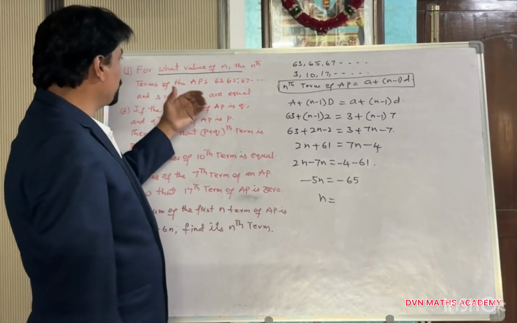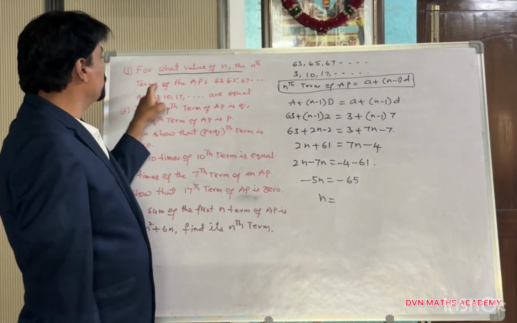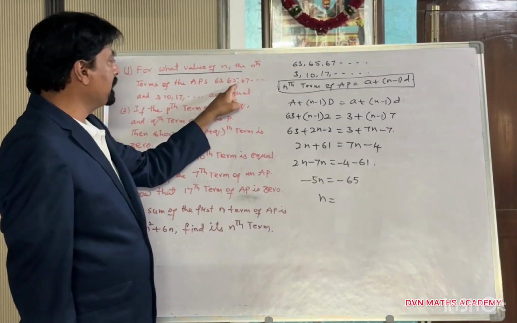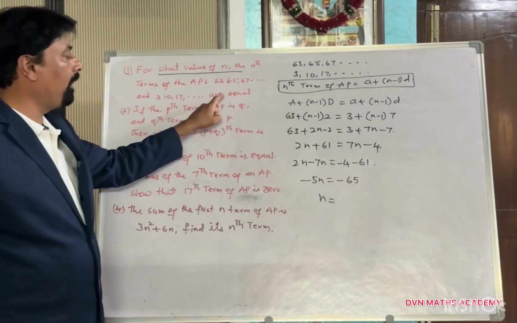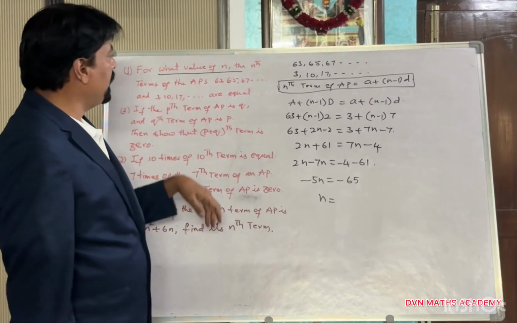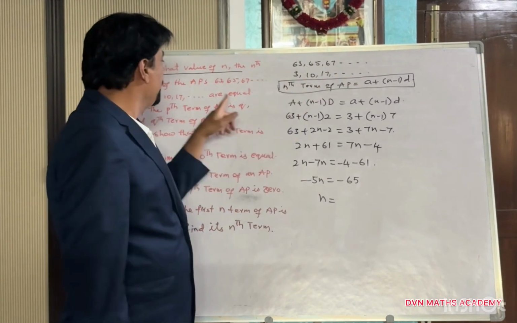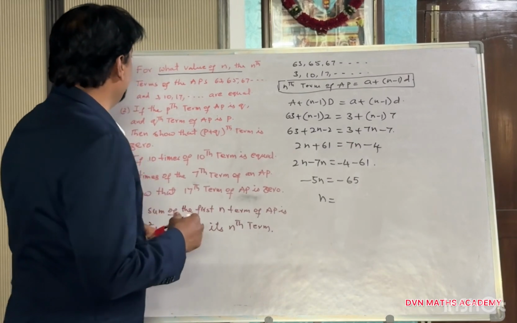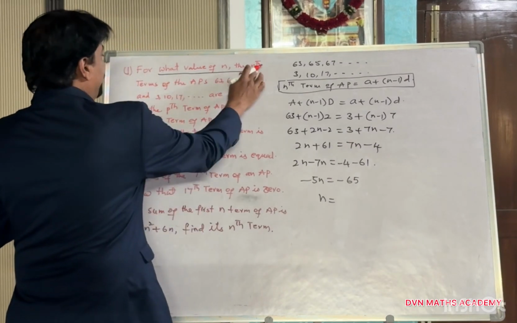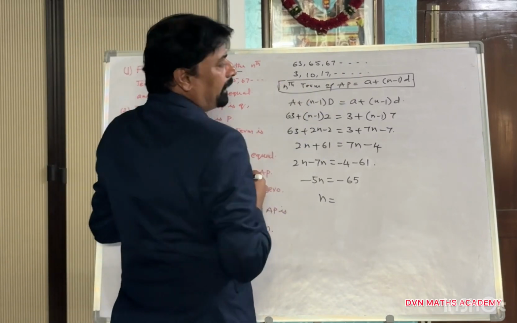So if you see the first question: for what value of n are the nth terms of the APs 63, 65, 67 and 3, 10, 17 equal? Here two APs are given. The first AP is 63, 65, 67 and so on, and the second AP is 3, 10, 17 like that. The given condition is, for what value of n are the nth terms of both APs equal.